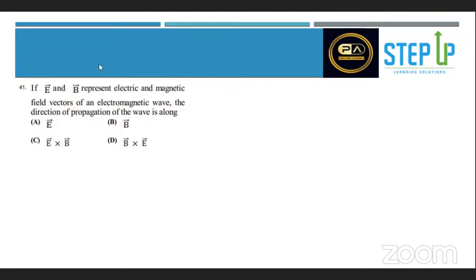This is an electromagnetic wave property. Direction of propagation also will always be perpendicular. Okay, so the direction of propagation of the wave will always be along the E cross B vector. The electric field is perpendicular to the magnetic field, and both are perpendicular to the direction of propagation.